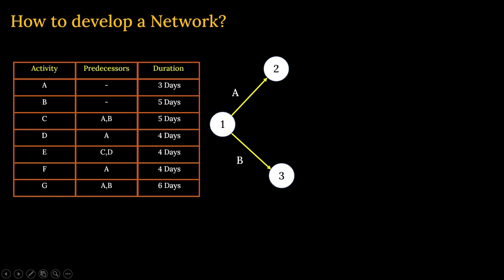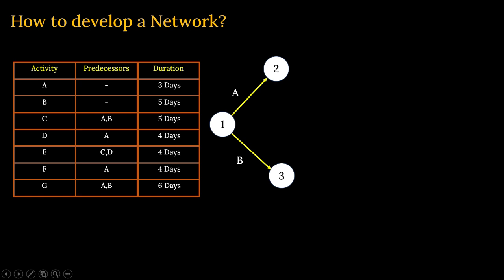Now let us see that C starts once A and B, its predecessors, are complete. Here you can see the concurrent activities A and B start from node 1. They are not meeting anywhere. Then how will C start? That means we need to have one dummy activity to connect A and B. Now in which direction will it be connected?